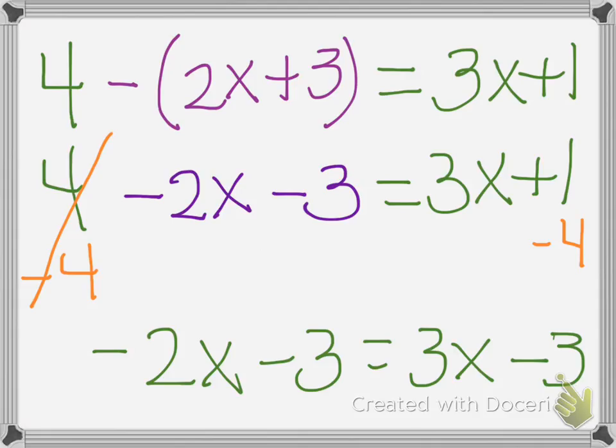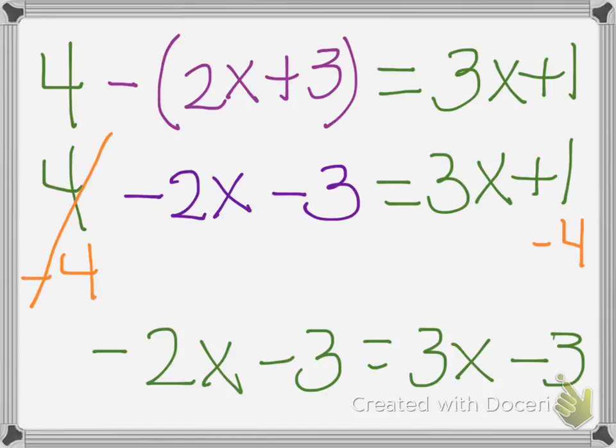So our first step then is to do that multiplication. That also makes the parentheses disappear. So we have 4 minus 2x plus 3 equals 3x plus 1. We multiply negative 1 times 2x for negative 2x, negative 1 times 3 for negative 3. We bring down the 4, we bring down the equals, and we bring down the 3x plus 1.